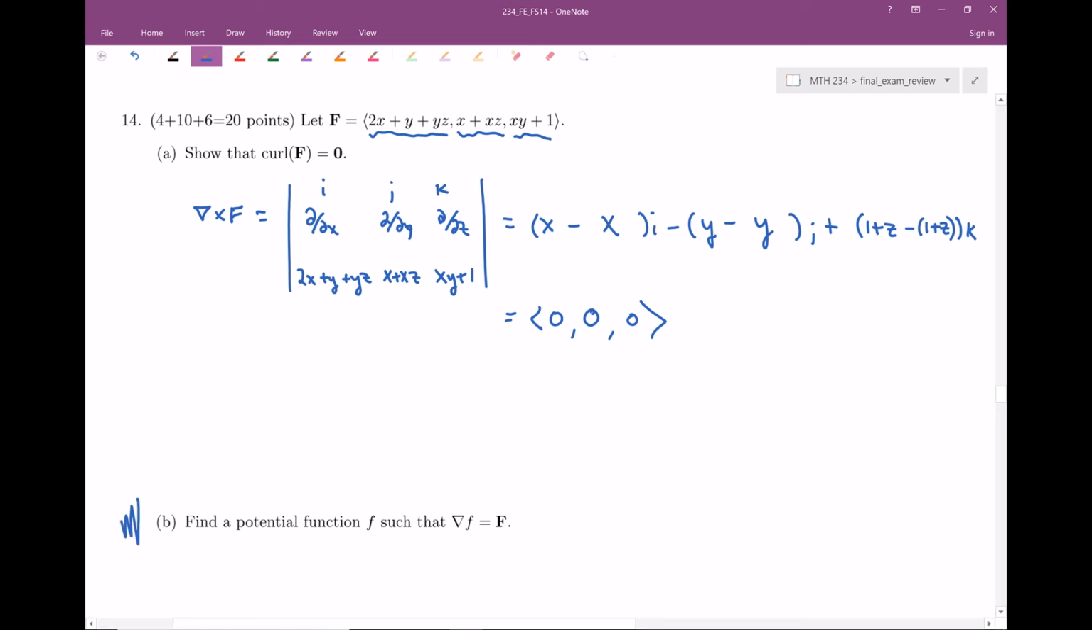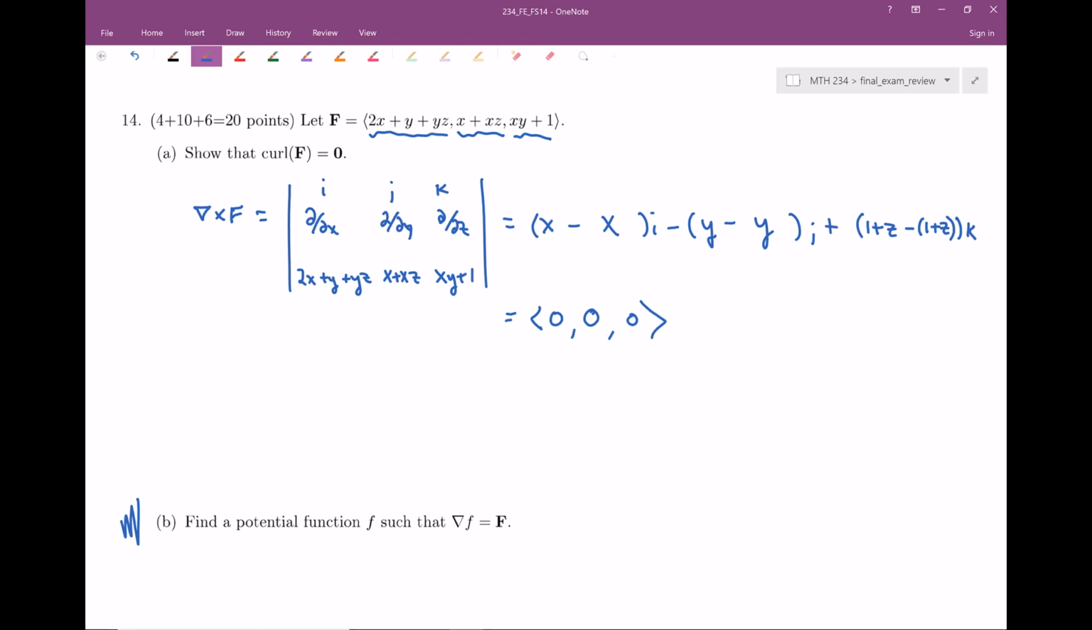Next up, find a potential function, that is a little f, so that its gradient is equal to the vector field. So remember, we had this nice theorem that says if the curl is equal to 0, then the vector field is conservative and you can find a potential function. So that's what this is saying. Okay, now that we know we have a conservative vector field, let's go out and find a potential function.